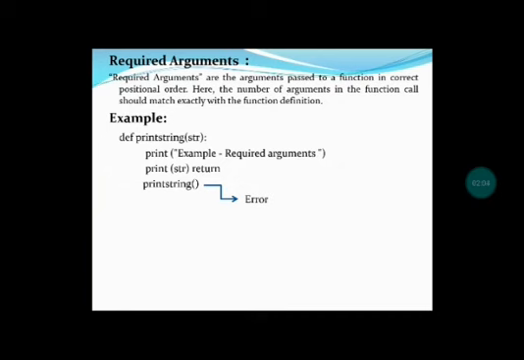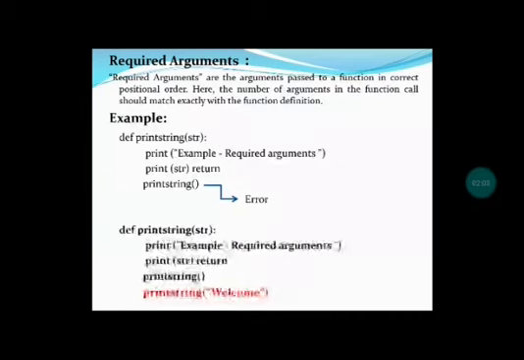So the correct program code is that the last line should be changed. In that we are going to give welcome, that is the value for the argument str. So we are passing welcome to str. Then the output of this program will be example required arguments welcome. So this will be the output.